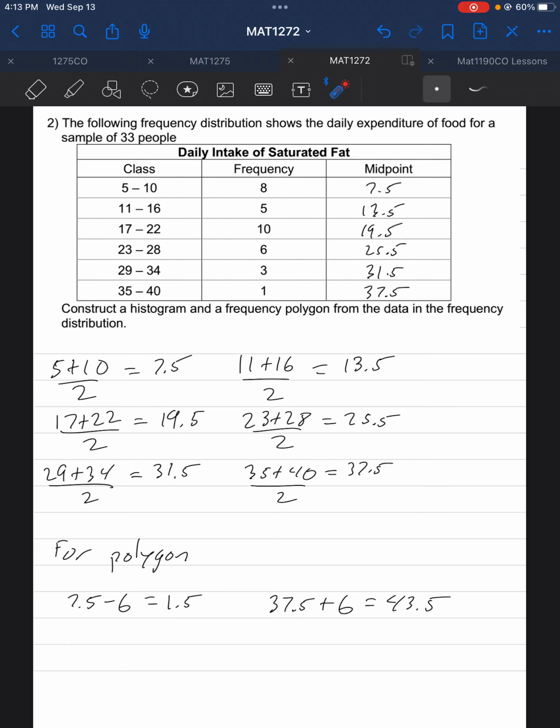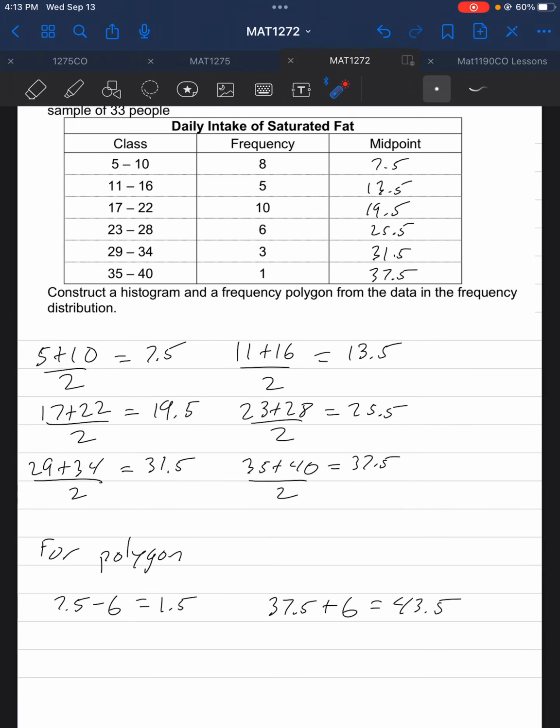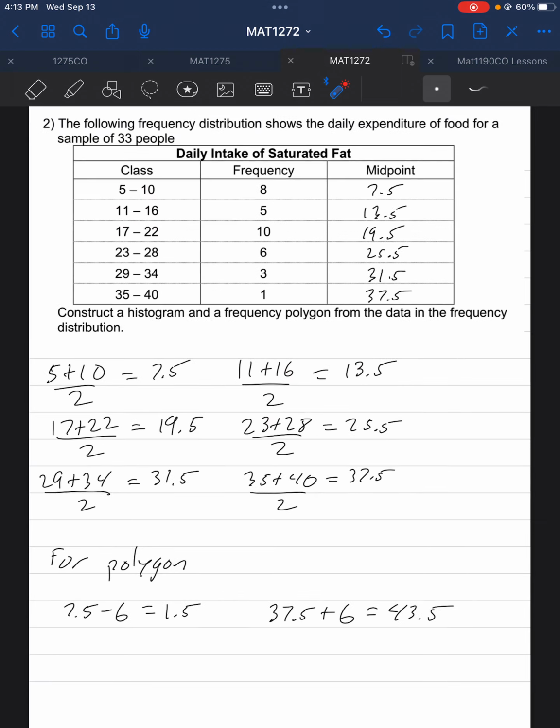So in order to prepare for our histogram, we need to calculate what is called the midpoint of each class. This can be done by taking the average of the endpoints. So 5 plus 10 divided by 2 is equal to 7.5. 11 plus 16 down here divided by 2 is equal to 13.5. Now you can continue with this by adding up each endpoint, taking the average, again dividing by 2, to get each midpoint.